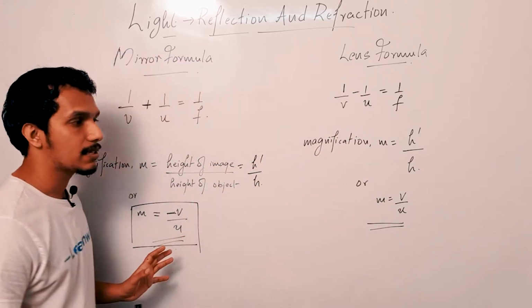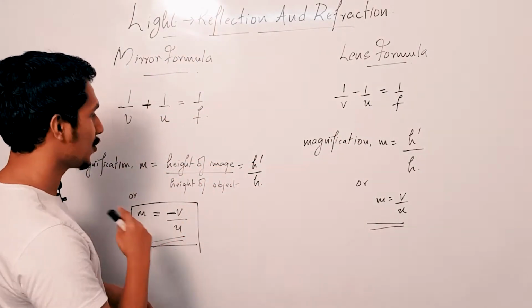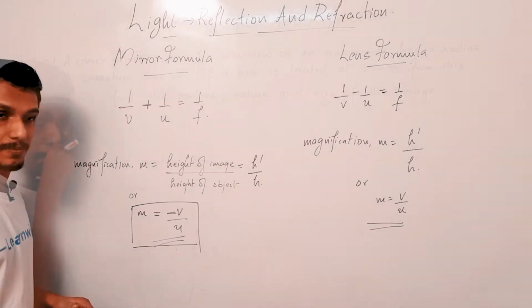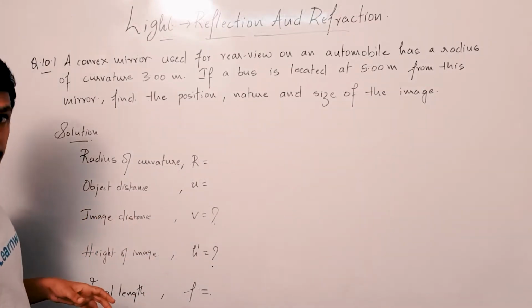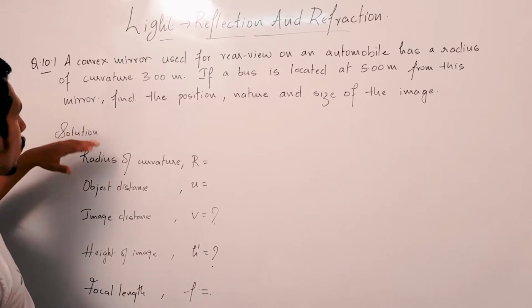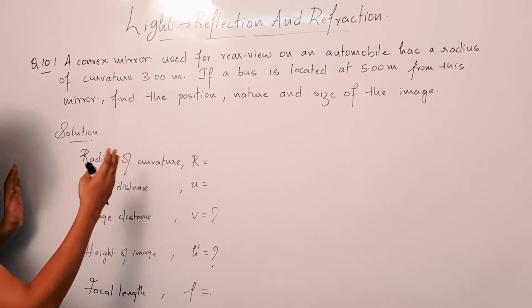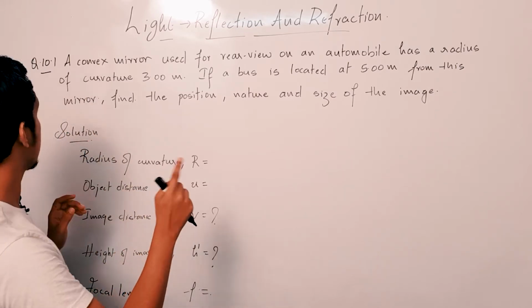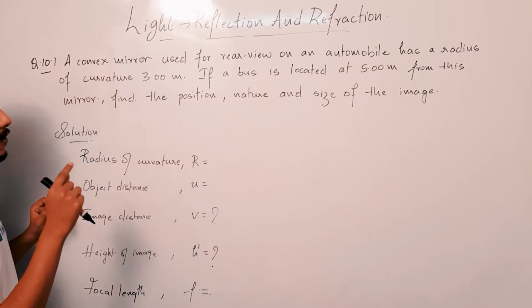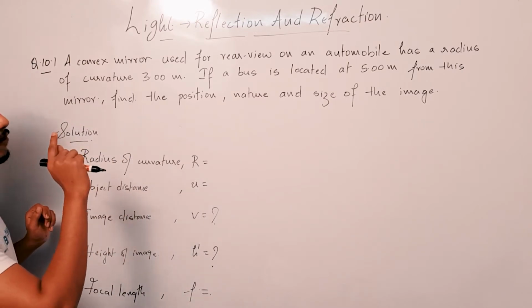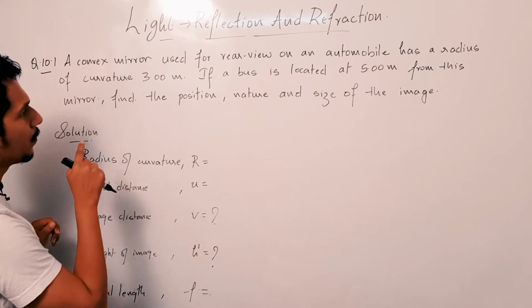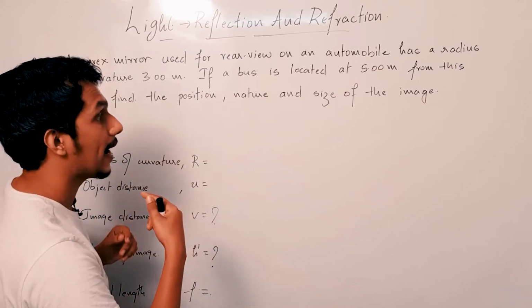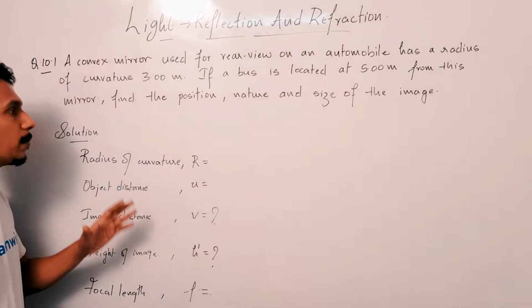Okay? So shall we start doing questions? Alright, so please note it down. Let's move on with the questions now. Here is question number 1 from the textbook, that is example 10.1. It says a convex mirror used for rear view on an automobile has a radius of curvature 3 meter. If a bus is located at a distance of 5 meter from this mirror, find the position, nature and size of the image. Most of the questions will be ending like this.